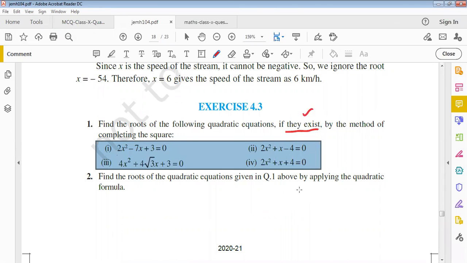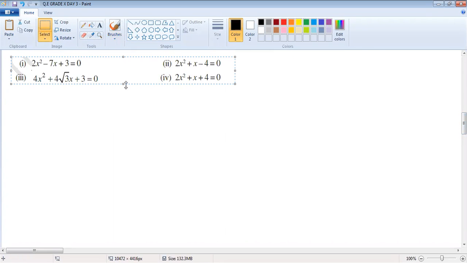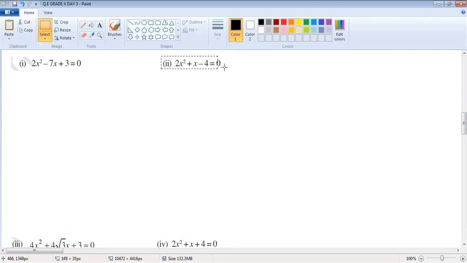So we want to find the roots of this one using the quadratic formula. Okay, fine. Now I'm going to do it on the whiteboard. x square minus 7x plus 3 is equal to 0. So now what we should do? We have to compare with ax square plus bx plus c is equal to 0.